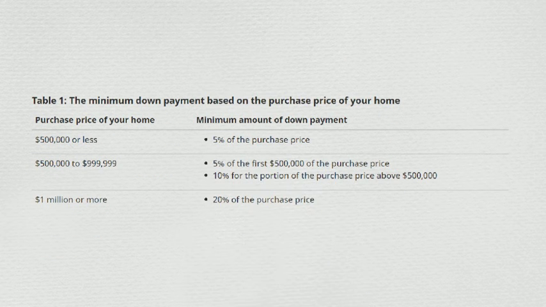If the purchase price of your home is $500,000 or less, you need a minimum down payment of 5% of the purchase price. If the purchase price of your home is $500,000 to just a fraction under $1 million, you need to put 5% down for the first $500,000 of the purchase price and then 10% for anything above $500,000. Finally, if the purchase price of your home is more than $1 million, you need to put a minimum down payment of 20% of the purchase price.